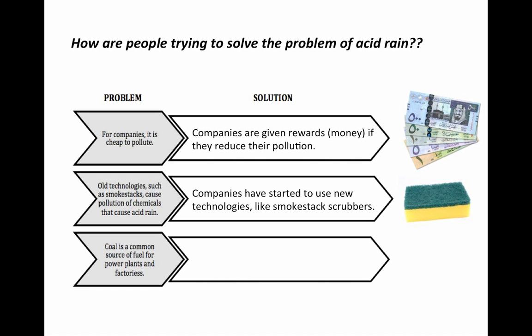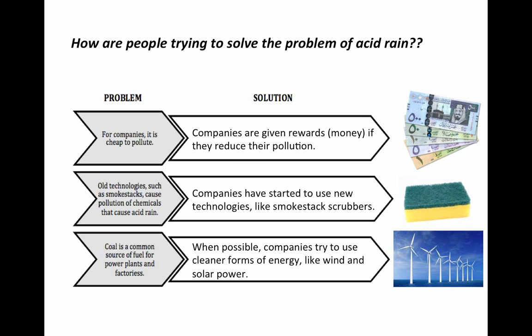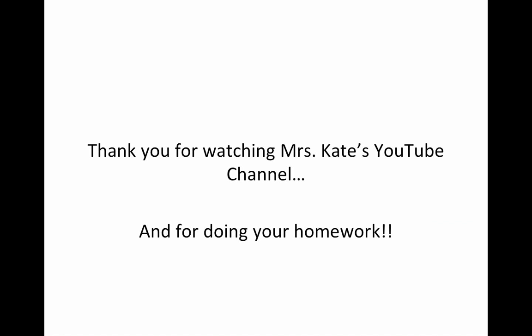A third problem is that coal is a really common source of fuel for power plants and factories. So to solve this problem, people have tried to find ways for factories to stop using coal in their factories altogether. When possible, companies try to use cleaner forms of energy, like wind and solar energy. So now you know all there is to know about acid rain.